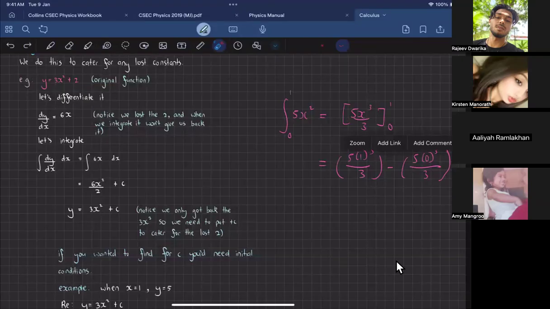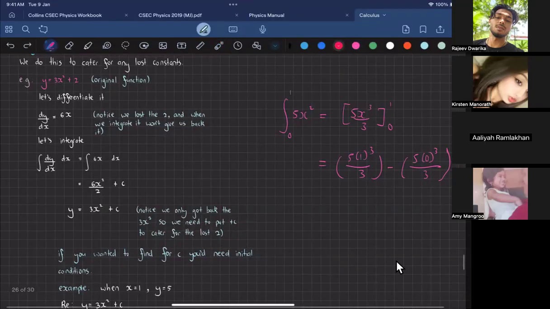Try it. So we're saying that x is 1 and y is 5. So 5 is equal to 3 by 1 squared plus 2. Would that be equal? Three by 1 is 3. 3 plus 2 is 5. So 5 equals 5. Right, so an initial condition is a condition that satisfies the equation you want to work towards.